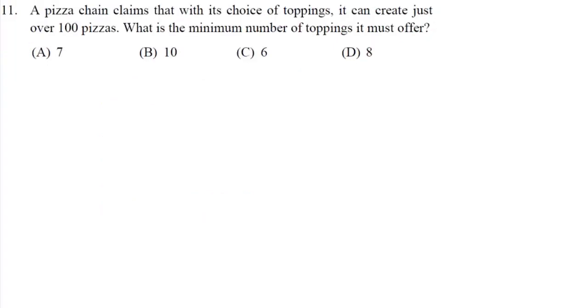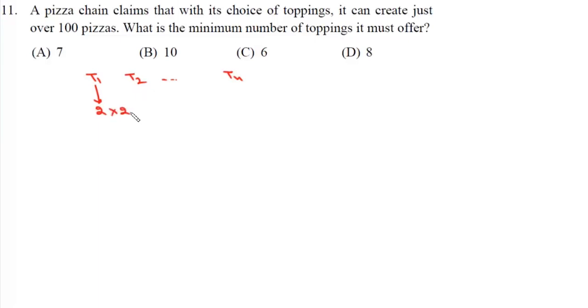Now question number 11 is, a pizza chain claims that with its choice of toppings, it can create just over 100 pizzas. What is the minimum number of toppings it must offer? Now suppose the minimum number of toppings is n. So we have n toppings, T1, T2 and Tn. Now for any pizza, we have two choices for topping T1. Either it will be present or it won't be present. So we have two options here.